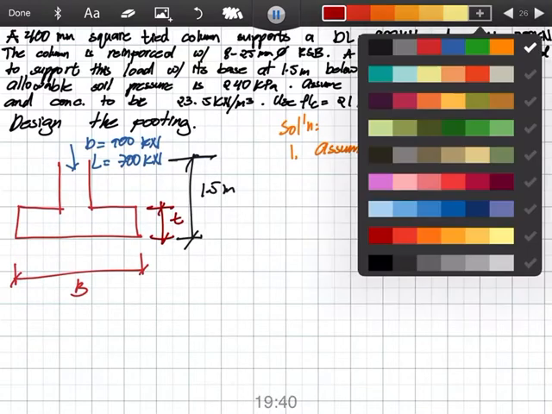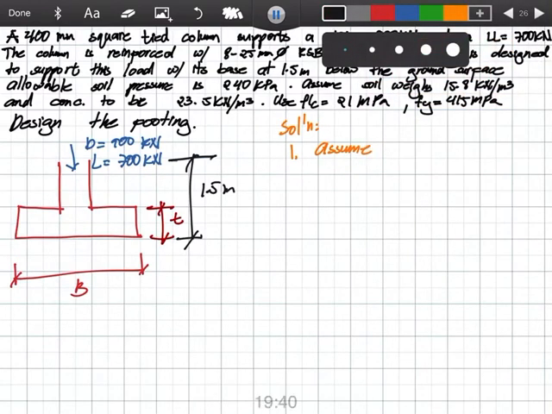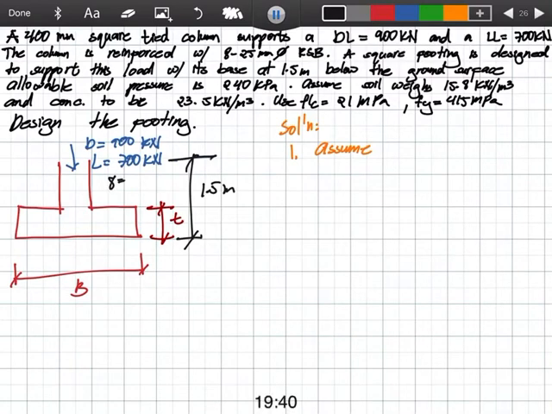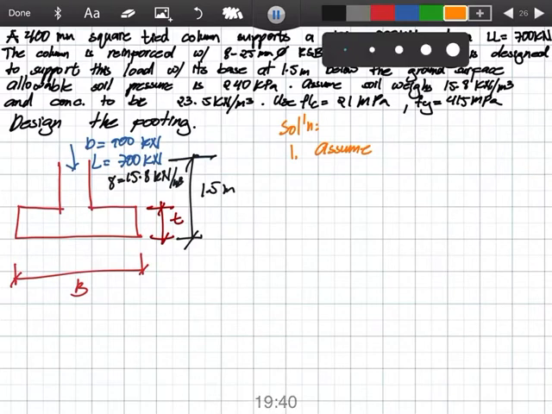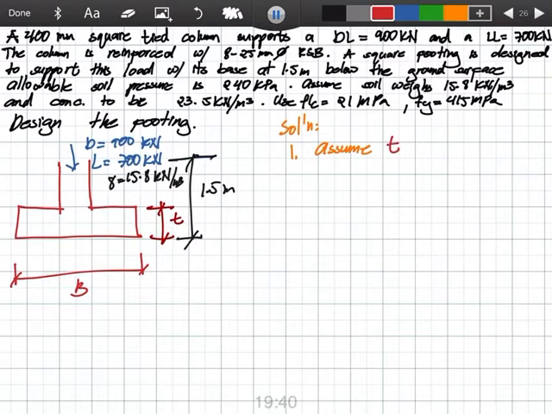Ano pala yung gamma natin? Meron tayong gamma, di ba? Ang gamma natin dito ay 15.8 kilonewton per meter cube sa ating soil. So, assume tayo ng T. Assume T as, so, ang gagawin natin, mag-assume tayo ng T, kukunin natin yung area, and then, i-check natin to ng shearing. Tapos, kapag tama, ibig sabihin tama yung assumption natin. Okay? So, first step natin is to assume T.